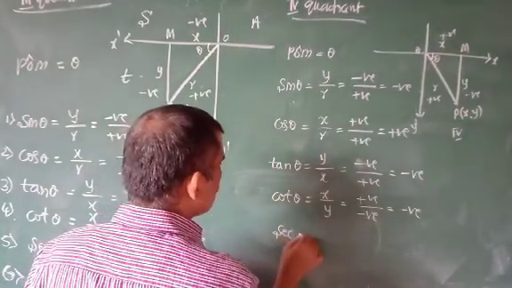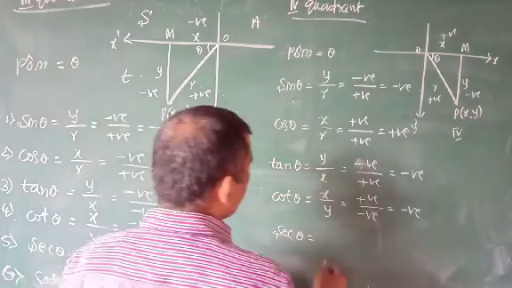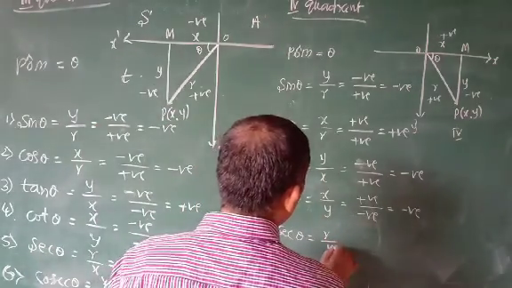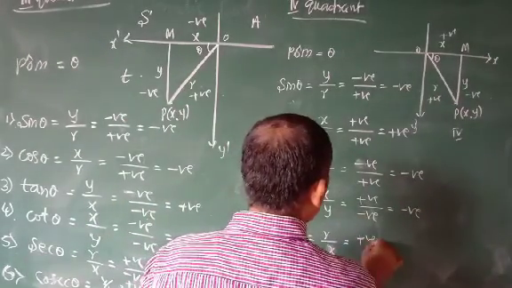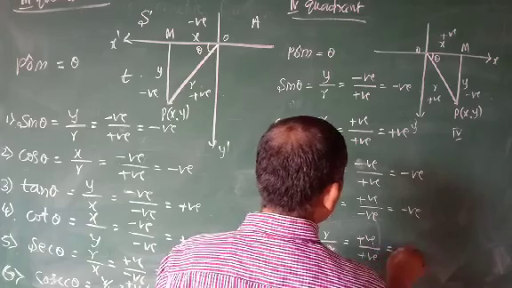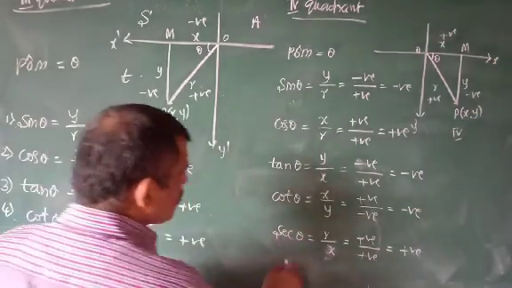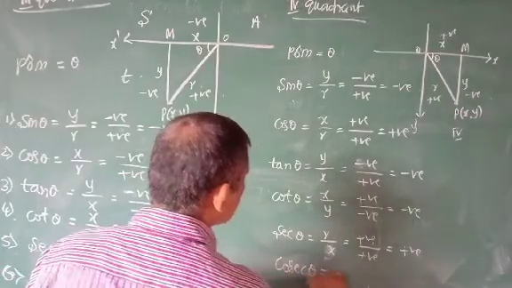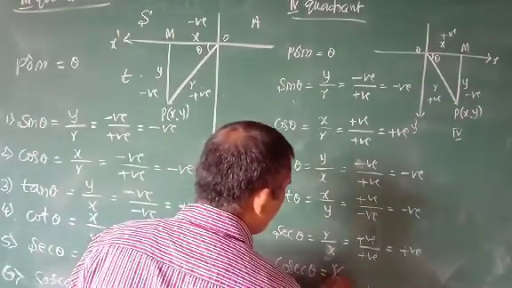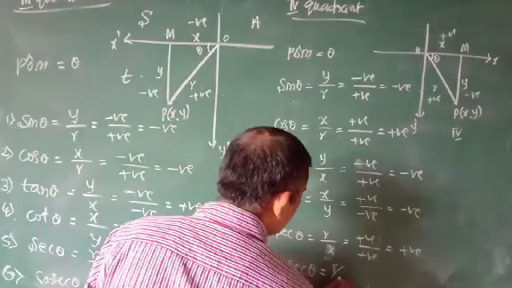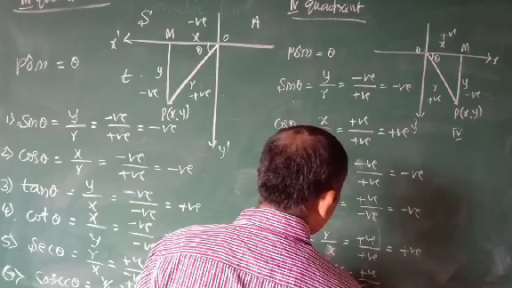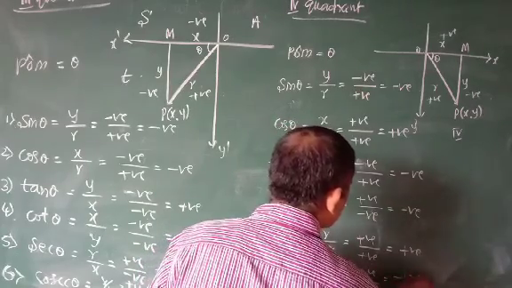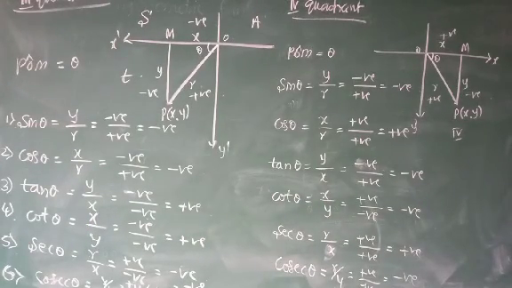Next one is secant theta. Secant theta is defined as r divided by x. R is positive and x is positive, so positive divided by positive is positive. The last one is cosecant theta, hypotenuse divided by the opposite side y. R is positive and y is negative, so positive divided by negative is negative.